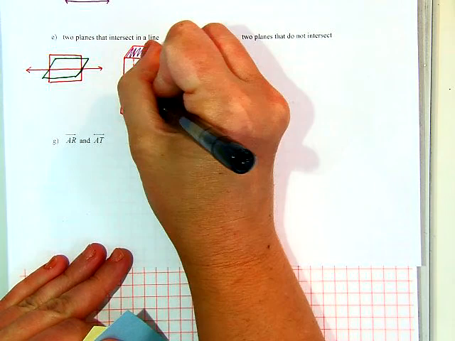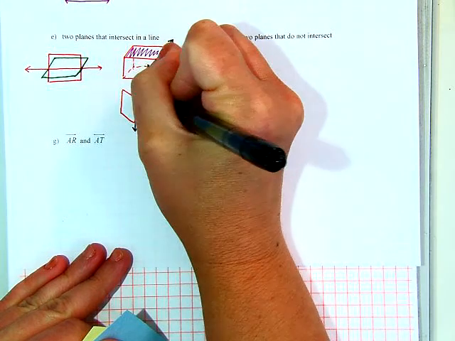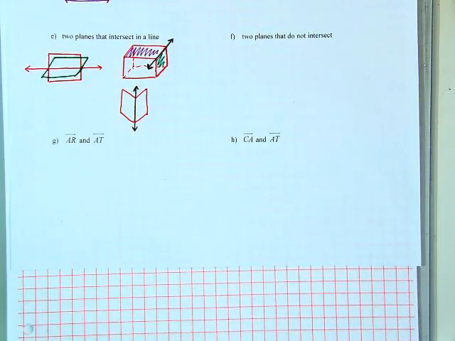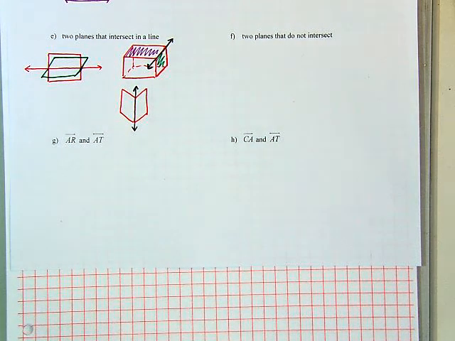And then here would be the line where the two planes cross. Okay, so I'm giving you three different ways of visualizing two intersecting planes, and when they intersect, the figure that is formed is a line. Okay, next up, we have two planes that do not intersect.